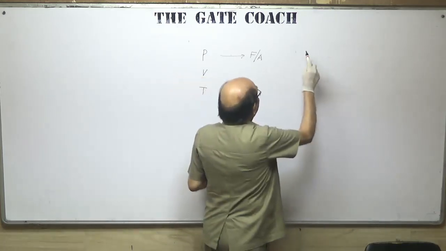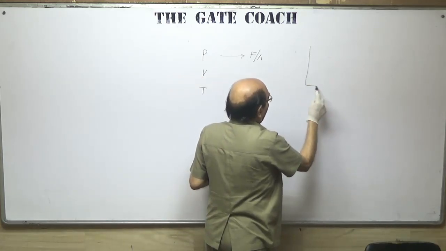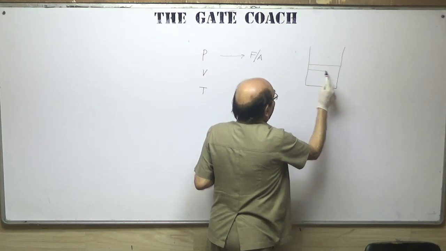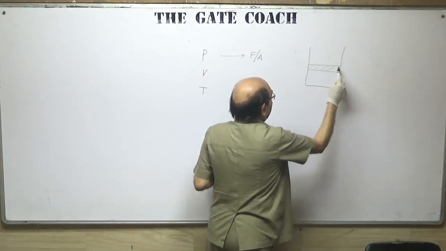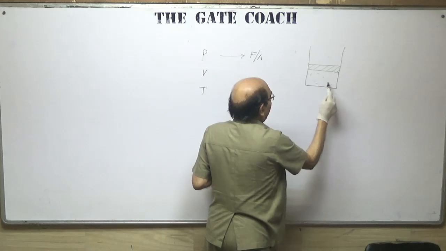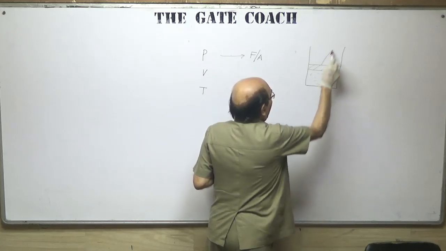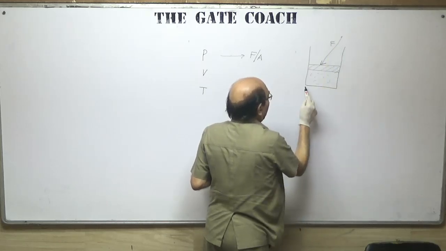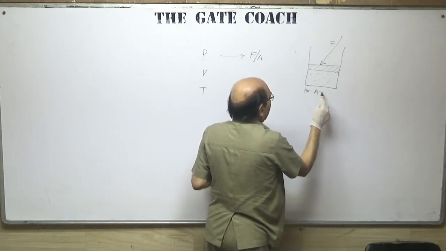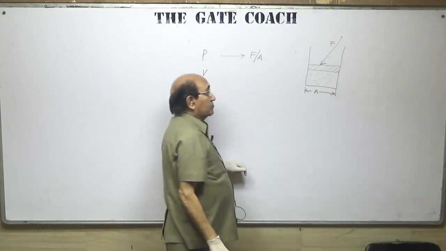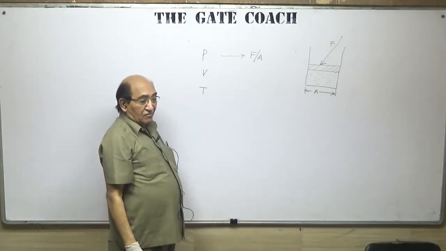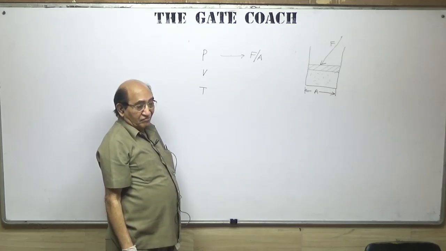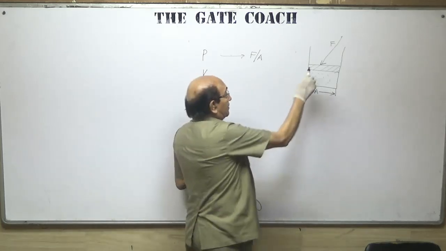A student when defines force per unit area, next question I ask: let this be a cylinder and piston arrangement. Some gas is there and a force F is acting like this, where A is the area of cross section. Then the student says it is not F upon A. Then what is it?